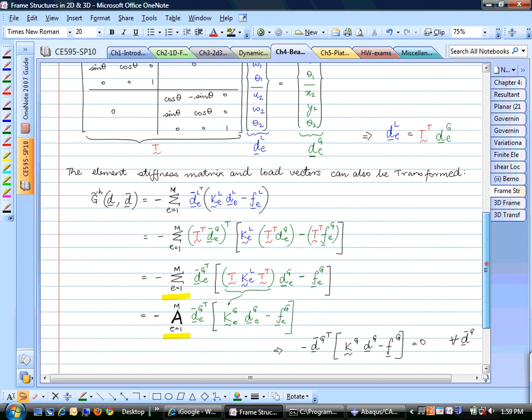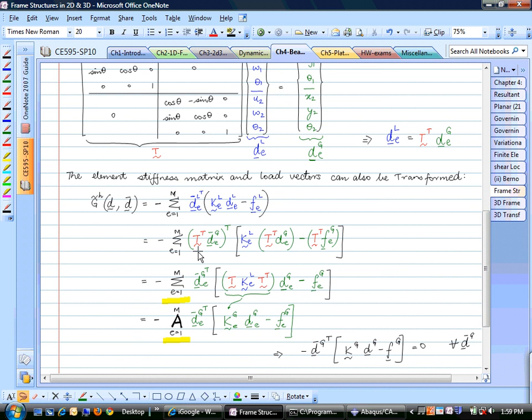And all that I will do now is you have this vector. If you transpose that, what you would get is D global transpose, and this comes inside. So this becomes a transpose and comes inside, and you have T times K times T transpose. This is how you transform an element stiffness matrix from the local coordinates to the global coordinates. And this T times this T transpose cancels off. That's identity, so that's why we don't have anything here.